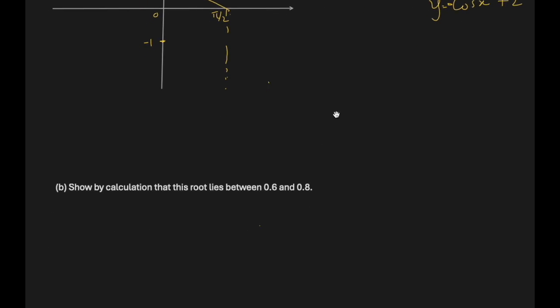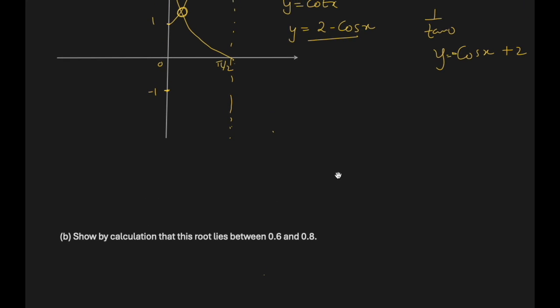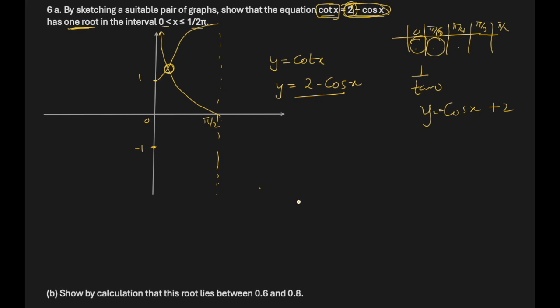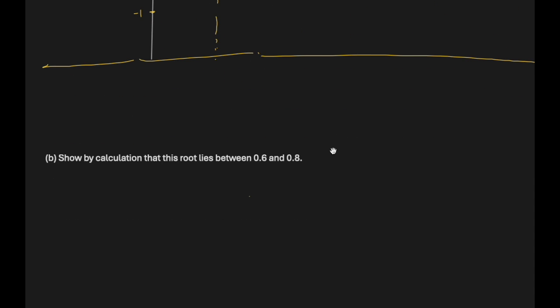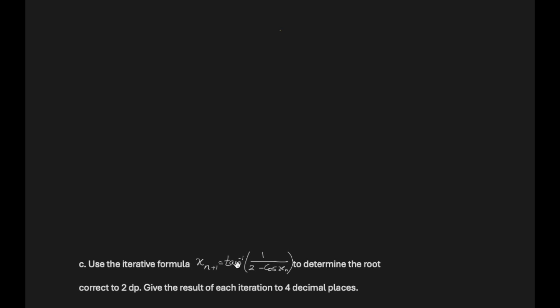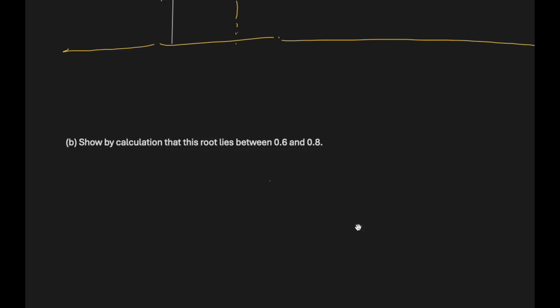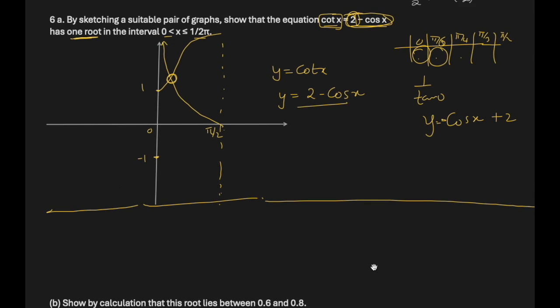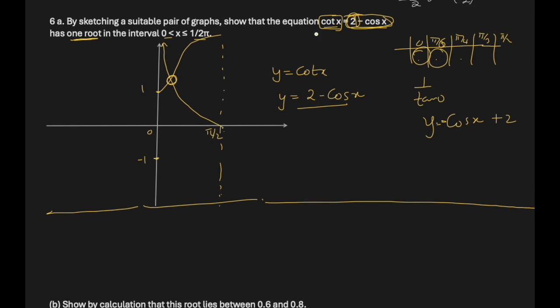What about next? Show by calculation the root lies between 0.6 and 0.8. Whenever you have such a situation, isolate one of the axes. There is one more part to this, where they have written tan inverse. That means cot is to be isolated. What will I do? Can I say that 1 over tan x, because cot x is 1 over tan x, is equal to 2 minus cos x, correct?